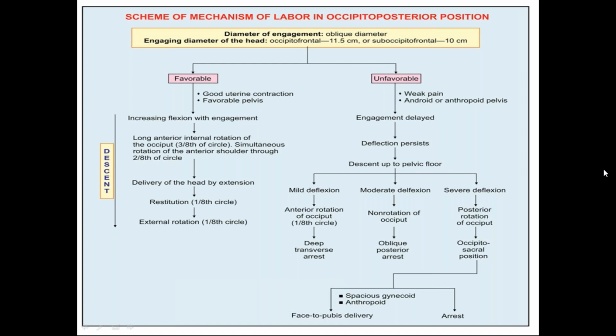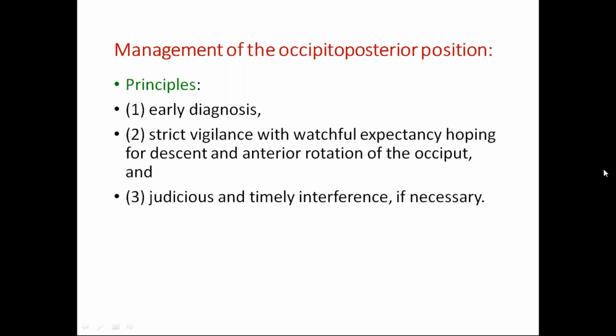If it is an adequate baby of average size with a spacious pelvis, anthropoid or gynaecoid pelvis, there are possibilities of face to pubis delivery. If there is a contracted pelvis, android pelvis, then there will be arrest of the baby.